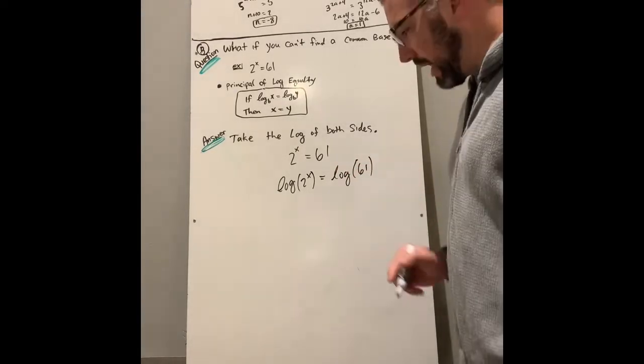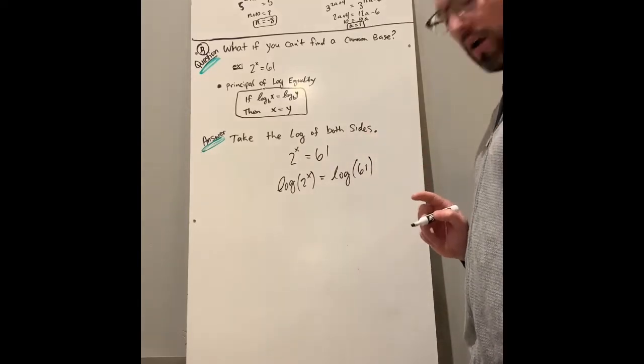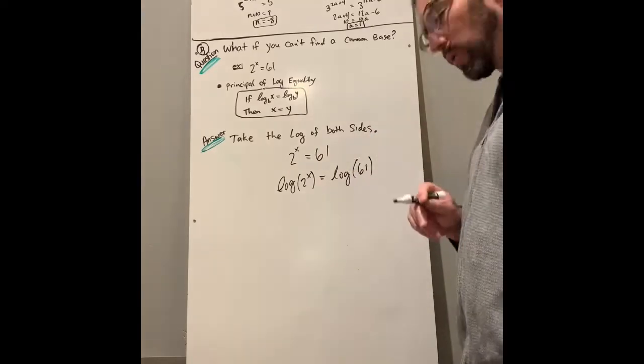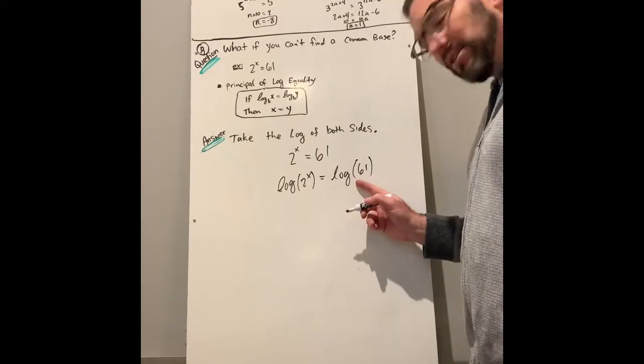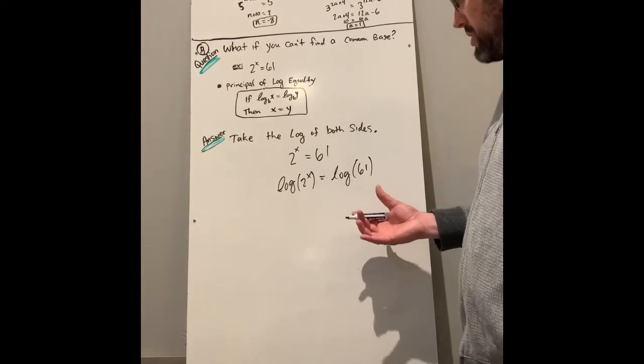Notice what I did. I just put this as an input into a log and that as an input into a log. Now these have to be equal. Why? Because the inputs are equal. Notice I used a common log, and I did that because that's on my calculator. I want to go the easy route, right?